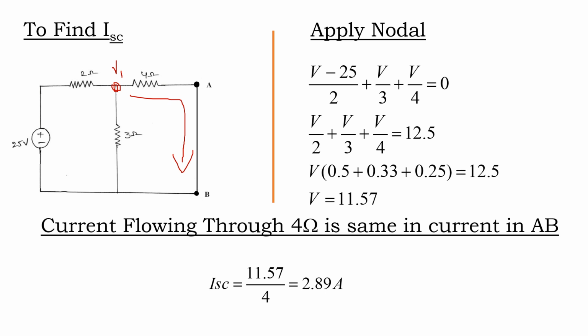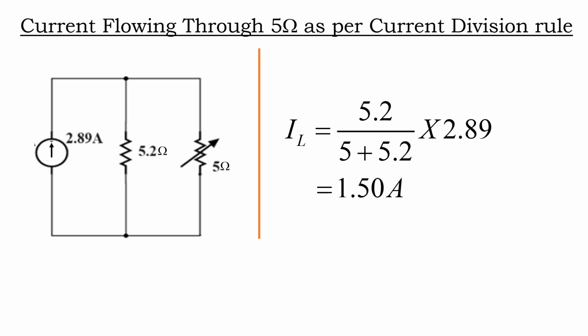So, now we go to the equivalent circuit. This is the equivalent circuit of the Norton theorem. 2.89 is the current we got as the short circuit current, and 5.2 ohms is the RN equivalent resistance, then 5 ohms is the load resistance. So, put all the values as in the original Norton circuit, then apply the current division rule.